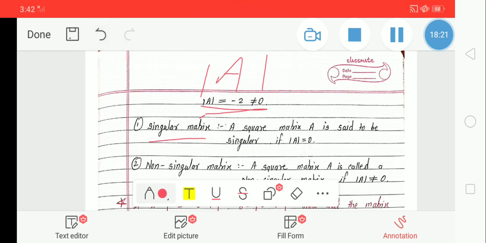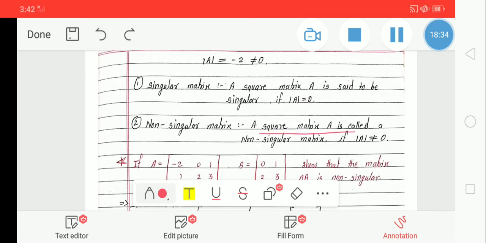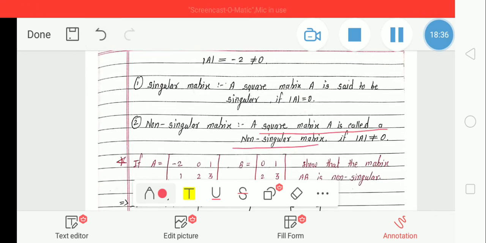Singular matrix means a square matrix A is said to be singular if mod of A is 0. जब mod of A 0 होगा तब उस मैट्रिक्स को हम सिंगुलर मैट्रिक्स कहेंगे. And non-singular matrix: a square matrix A is called a non-singular matrix if mod of A is not equal to 0. जब मैट्रिक्स का mod 0 नहीं रहेगा तब उसको हम नॉन सिंगुलर मैट्रिक्स कहेंगे.